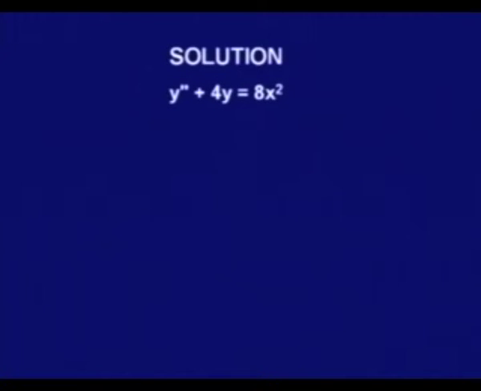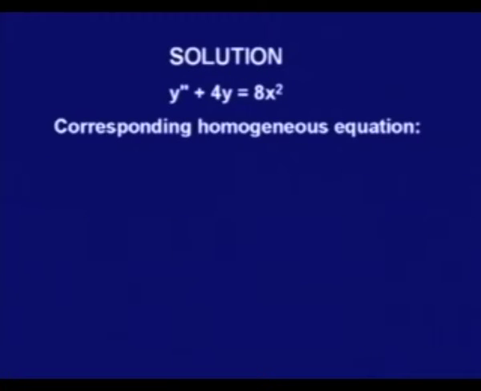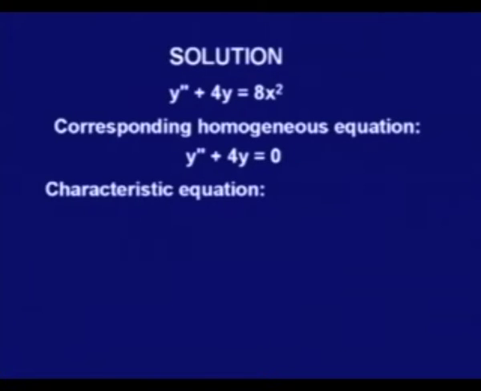The given equation is y'' + 4y = 8x². The corresponding homogeneous equation will be y'' + 4y = 0. To solve this, we require the characteristic equation. What is the characteristic equation? That is λ² + 4 = 0. What will be its roots? λ² = -4, that means it will have complex conjugate roots. The roots would be ±2i.